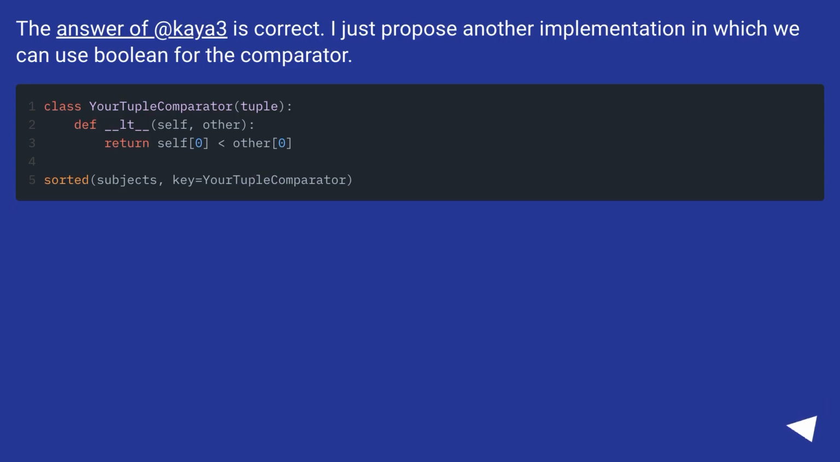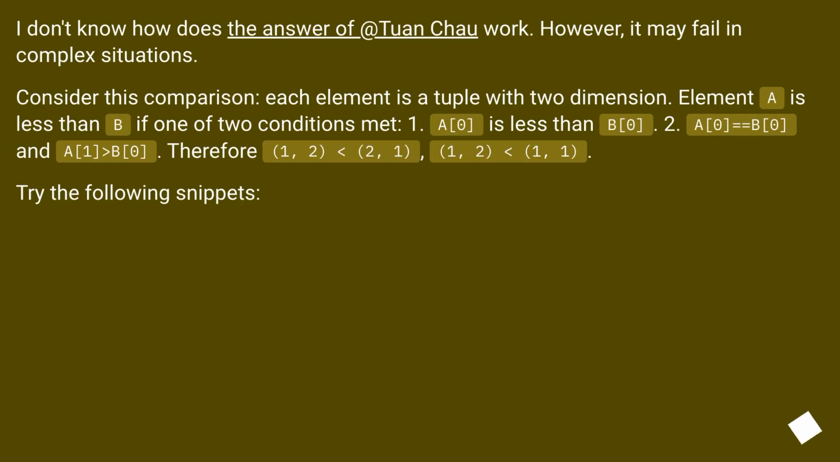The answer of @Kaya3 is correct. I just propose another implementation in which we can use Boolean for the comparator. I don't know how the answer of @tone chow works. However, it may fail in complex situations.